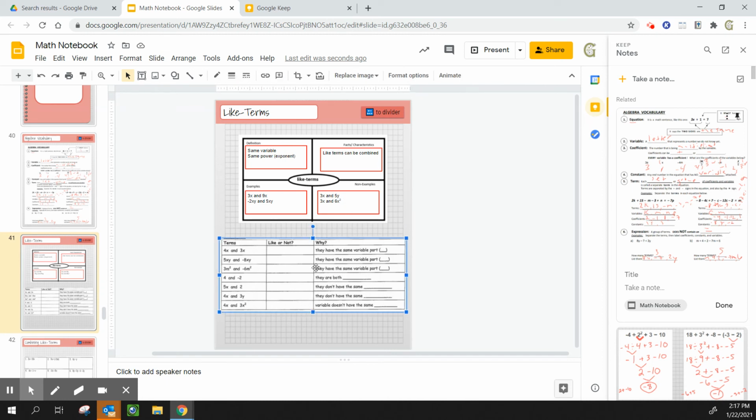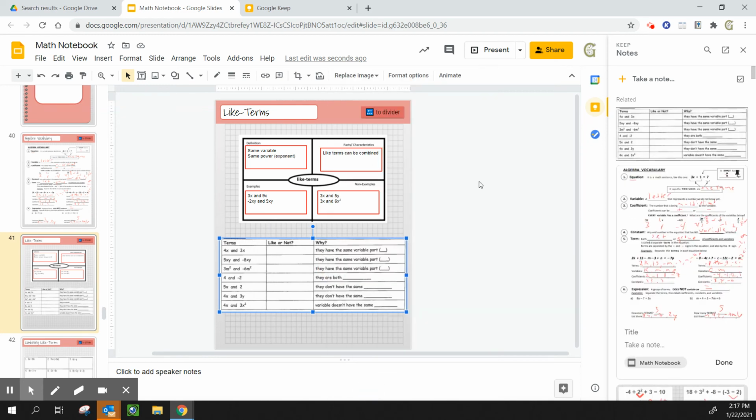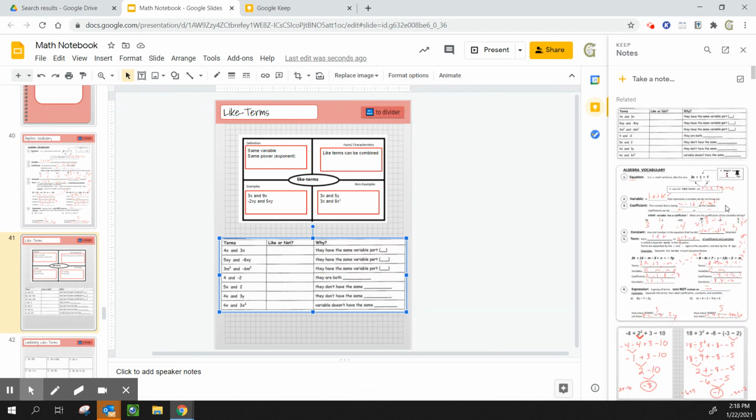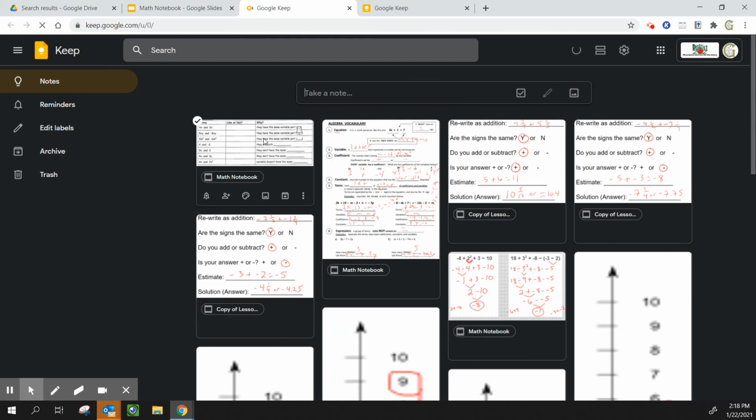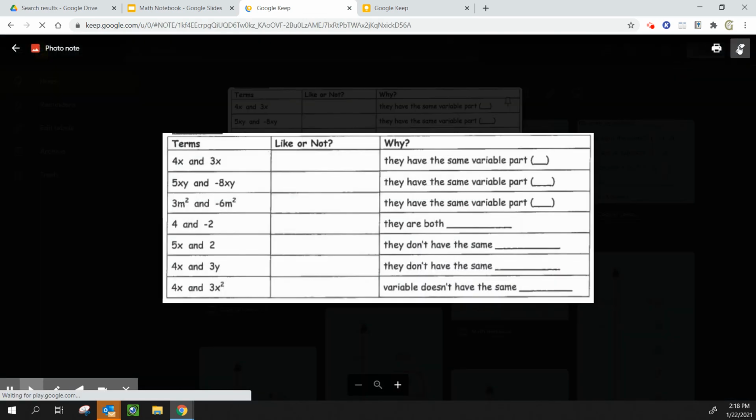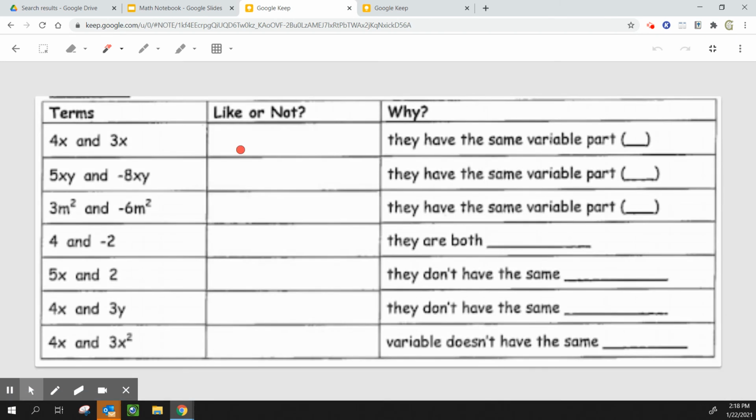So I'm going to take this list here. Again, right click, save to keep. Oops. We will open it in the new tab. Click on it there. And we're going to try this out. So remember, same variable, same power. So 4x and 3x, are they like or are they not? And I could say that they are like. And how do I know? Because they have the same variable, right? They both have x.